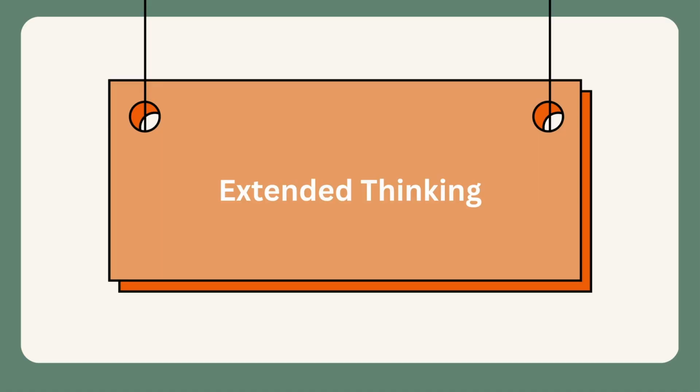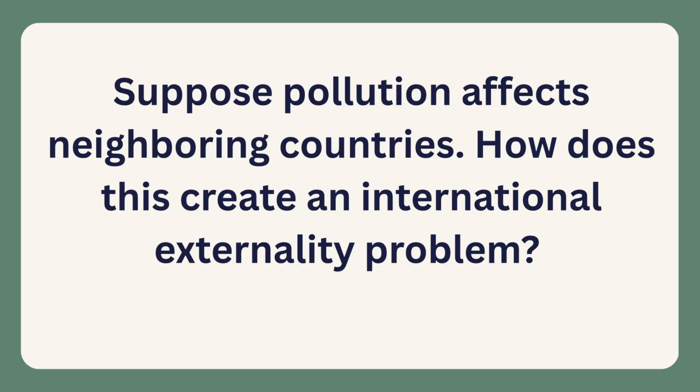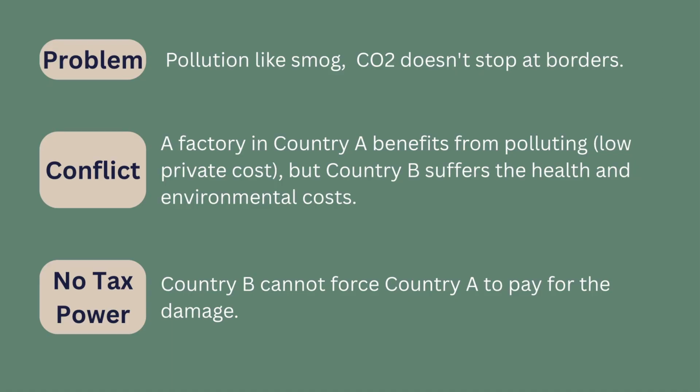Let's extend the thinking. Suppose pollution affects neighboring countries. How does this create an international externality? Some pollutants travel across borders, like smoke, acid rain, or CO2. This creates an international externality. Country A benefits from polluting, but Country B suffers the environmental and health costs. Because Country B cannot tax polluters in Country A, global pollution becomes too high, creating global inefficiency.